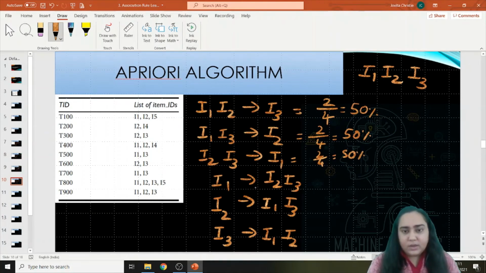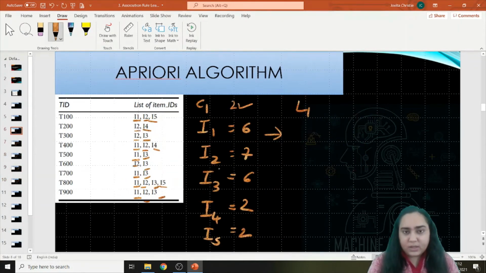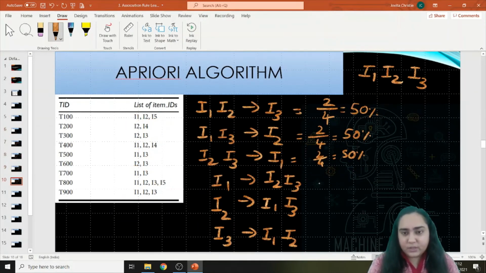Okay. Now let's talk about this one. This one has only I1. So I just have to see how many times I1 is appearing. And I counted that in the beginning. I1 is appearing 6 times. So this time I just have to write down 2 by 6. So this is going to be 2 by 6, which gives me 1 by 3. And that would be something around 33%, but it's not 70. So we don't have to worry about it.